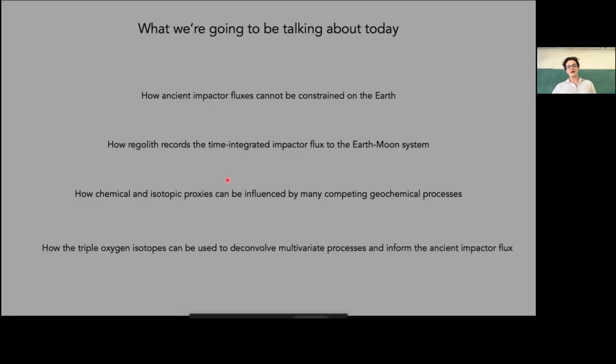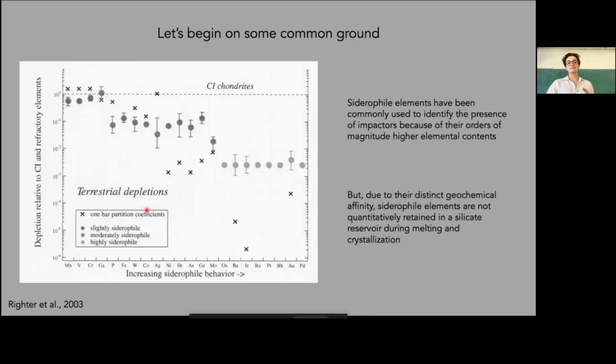So we'll begin talking about how ancient impactor fluxes cannot be determined on Earth. We'll follow that by talking about what regolith is and how it records this time-integrated impactor flux record to the Earth-Moon system. Then we'll get into some of the complicated, nuanced details about how chemical and isotopic proxies can be influenced by many competing geochemical processes. And then lastly, we'll get into the meat and potatoes of this talk and the data about how the triple oxygen isotopes can be used to deconvolve these multivariate processes of impact processing and inform this ancient impactor flux. So that said, we'll go through each of these topics in order and build up our concepts of what this material is and what we can use it for.